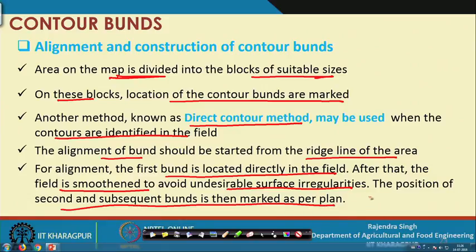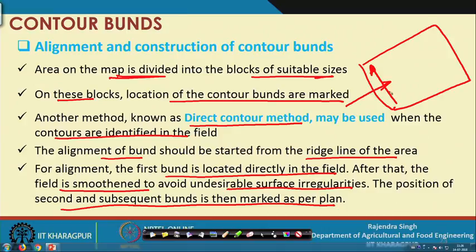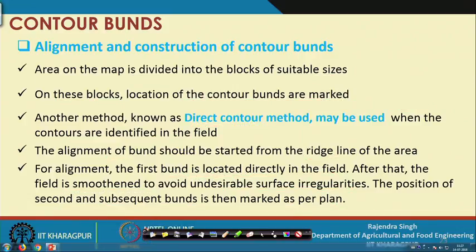So, we know the horizontal interval and vertical interval. What we do is, let us say this is the area, and this is the slope, which means we have to construct our bunds in this direction. If our contour is marked here, then obviously, when we say ridge line, we have to start construction from this side, and then do some kind of smoothening of this entire area. Once the land is smoothened, knowing the horizontal interval, the vertical interval, and the contour line, we can decide the location of the second line, third line, and so on. So, this is how the contour bunds can be located and built in the field.